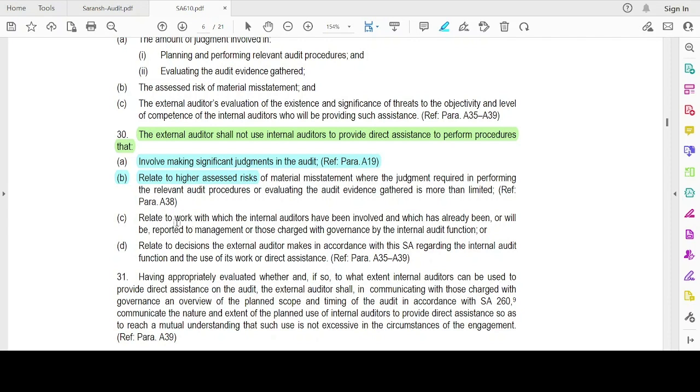This is the new point: work with which the internal auditor has already been involved, or which will be reported to management or those charged with governance by the internal audit function, related to the decisions the external auditor makes in accordance with the SA regarding the internal audit function, use of work, or direct assistance. Where can I not use the work of the internal auditor? The first point is simple: wherever there is significant judgment or a higher risk of material misstatement.